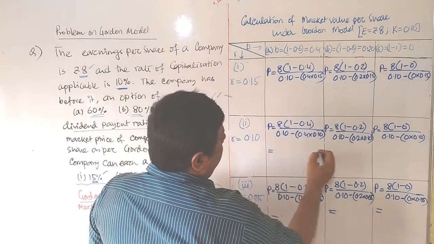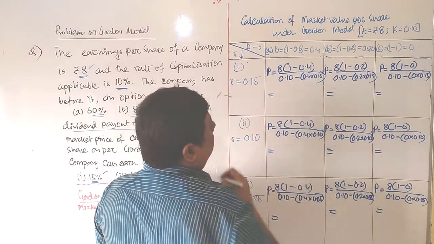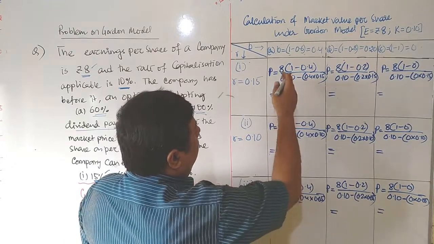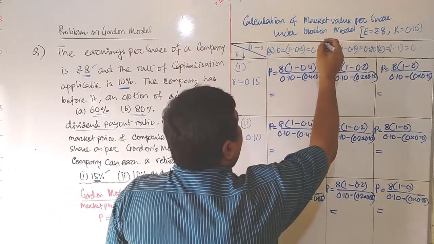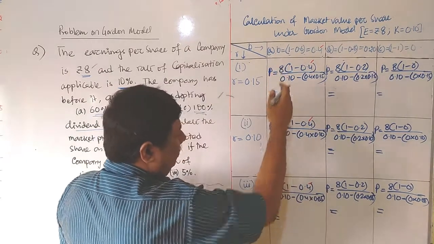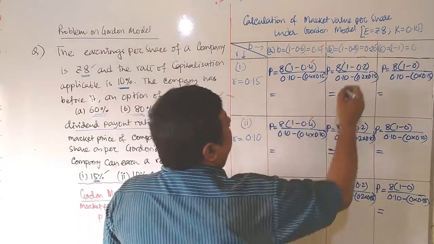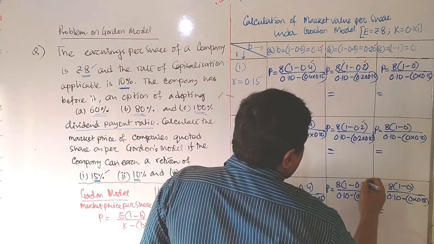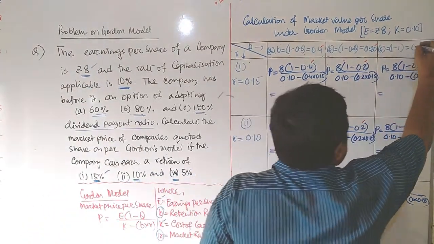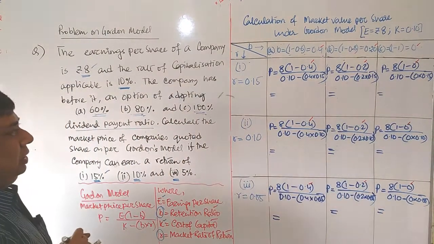Now, one by one, we are going to calculate the market value of shares. Once we follow, in every box of the first column we are getting the same amount of B. In the second column, where our B is 20%, in every box we consider 0.2 as 20%. In the third column it is 0, and similarly in every case it is considered as 0.